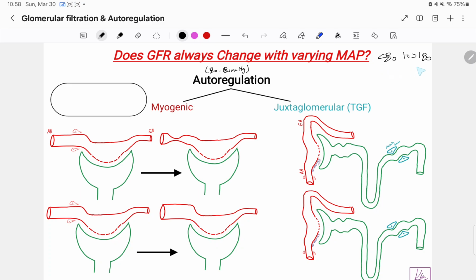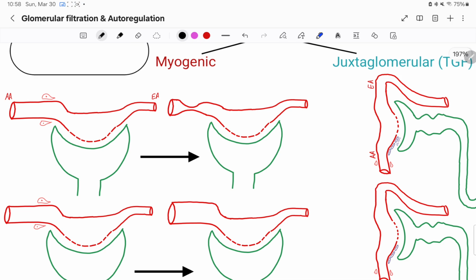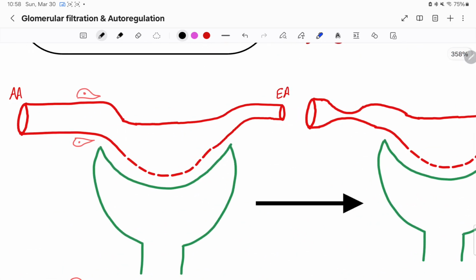Anything less than 80 or anything above 180 millimeters of mercury will mess up this autoregulation completely, okay? Now, let's go through the myogenic response first, because that's the easier one, and we've already talked about that in previous videos. So here's the afferent arteriole, efferent arteriole, glomerulus, Bowman's capsule, okay?